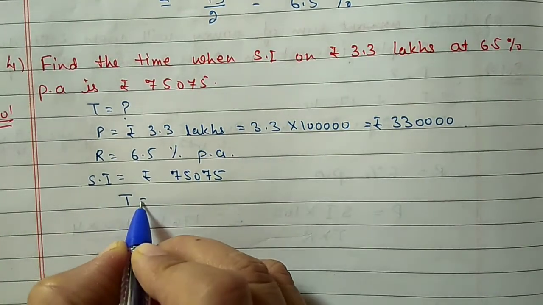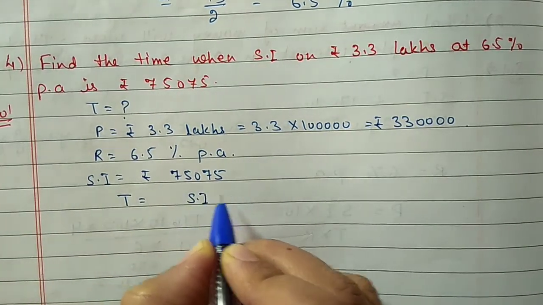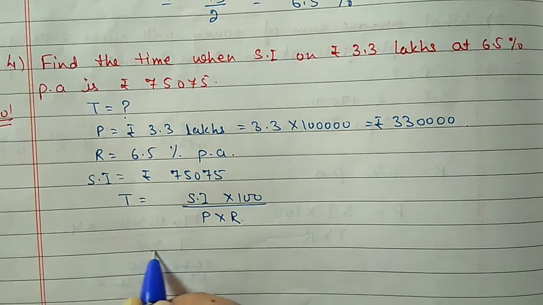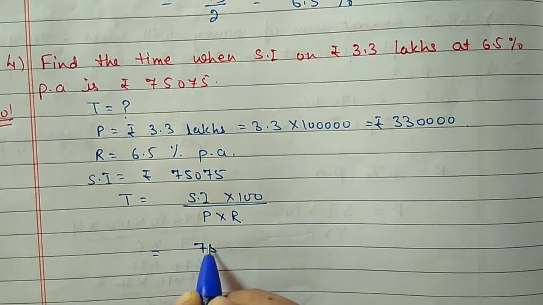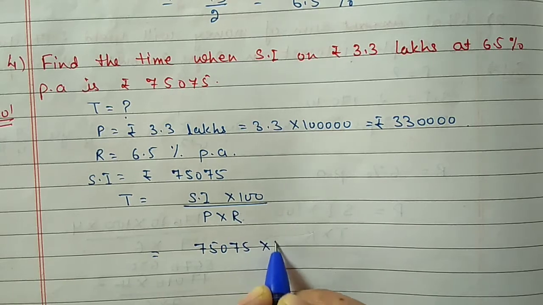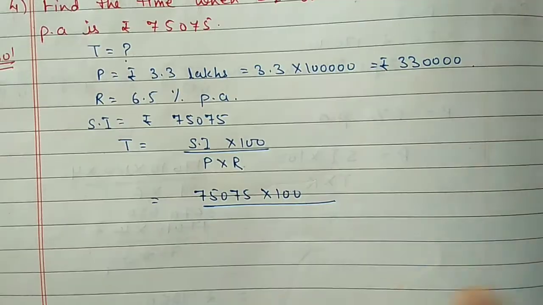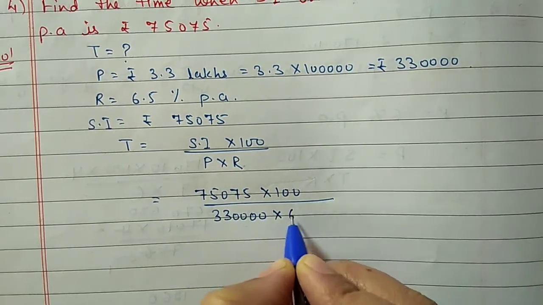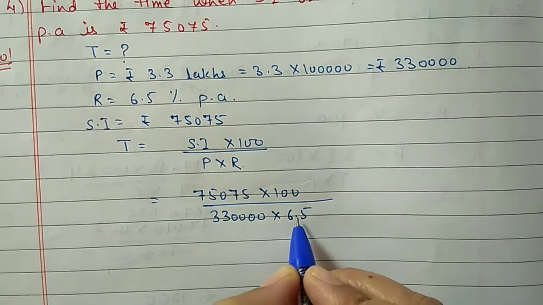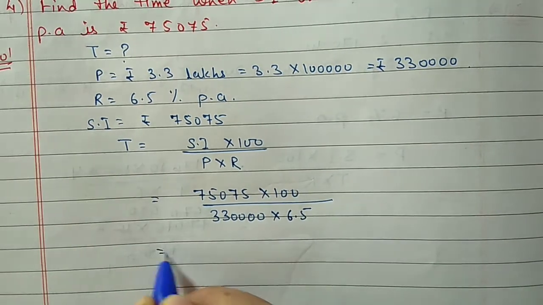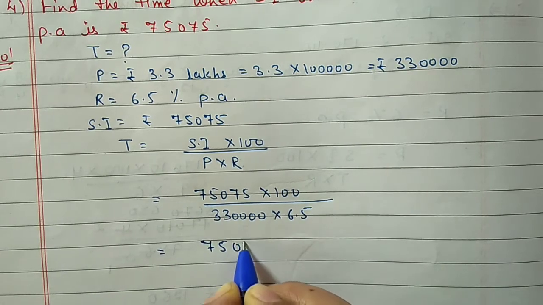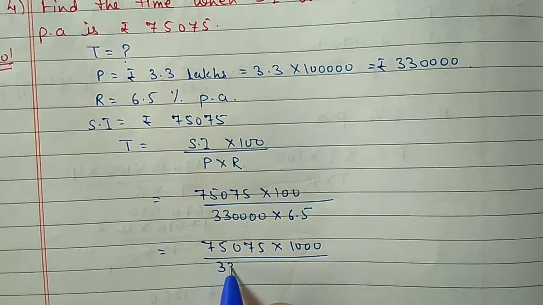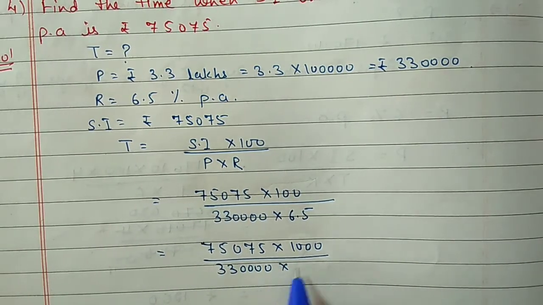So we will write the time formula. Time is equal to simple interest multiplied by 100 divided by principal into rate of interest. Simple interest is 75075 into 100, divided by 3.3 lakh multiplied by 6.5. Now this decimal we can remove and we can increase 1 zero up. So we have 75075 into 1000 up, and down we have 3.3 lakh into 65.